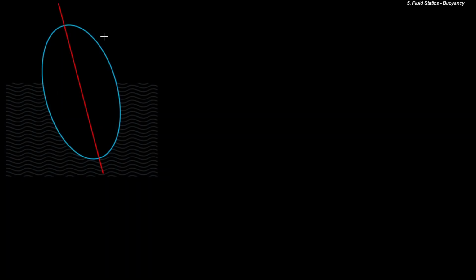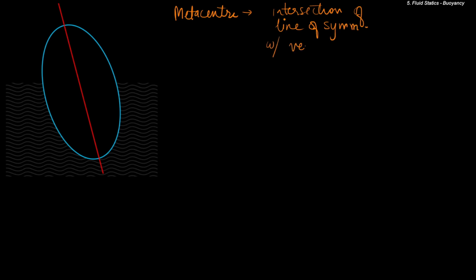Before going into the mathematical details of whether a certain configuration is in equilibrium or not, let us first define certain terms. So we're going to look at what a metacenter is. It is basically the intersection of the line of symmetry with a vertical line passing through the point of buoyancy.